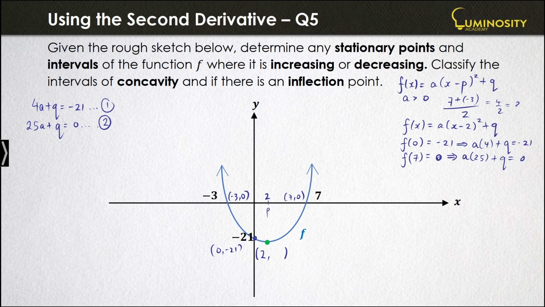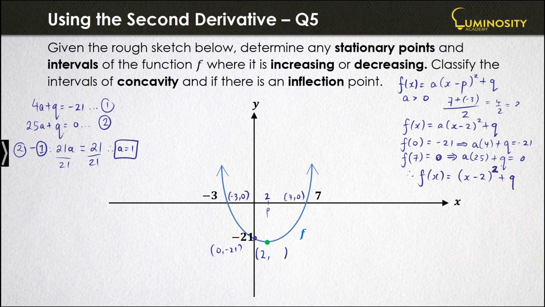What I'm going to do is subtract equation 1 from equation 2, because that will get rid of the q values. So 25a minus 4a is positive 21a, q minus q is 0, and on the right we have 0 minus negative 21, so that's positive 21. If I divide both sides by 21, I therefore get a = 1, which is what we came to expect. So far we've got f(x) = 1 times (x - 2)^2 + q.